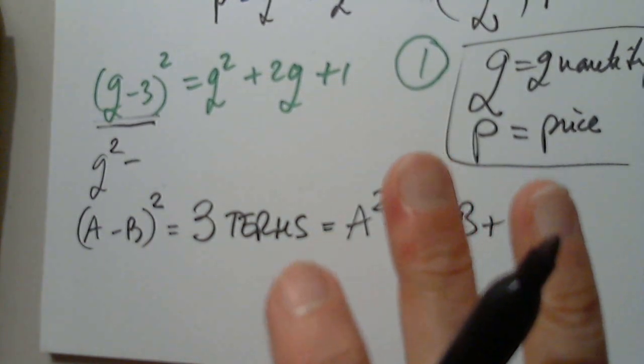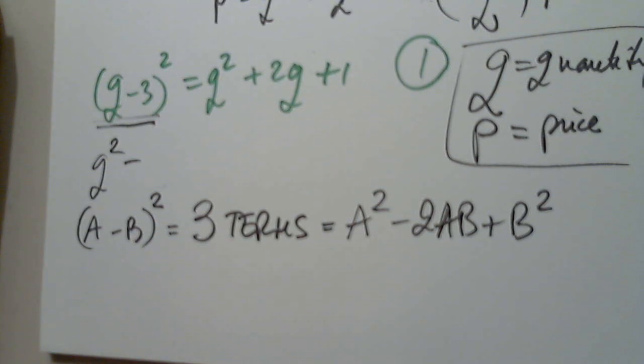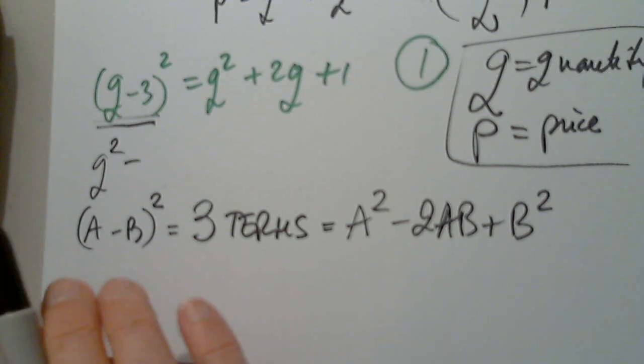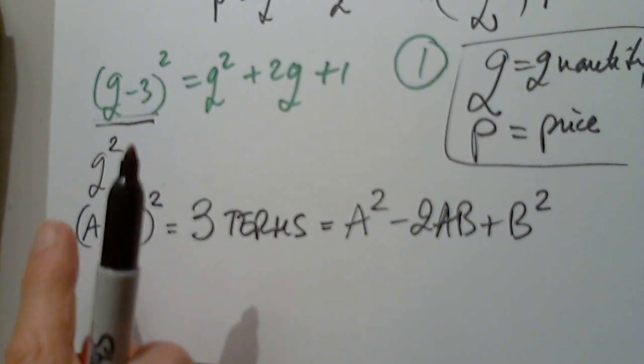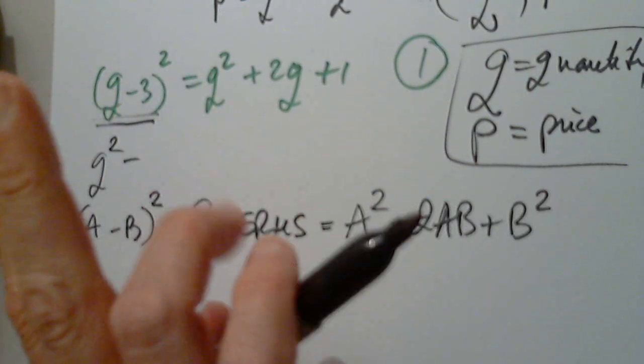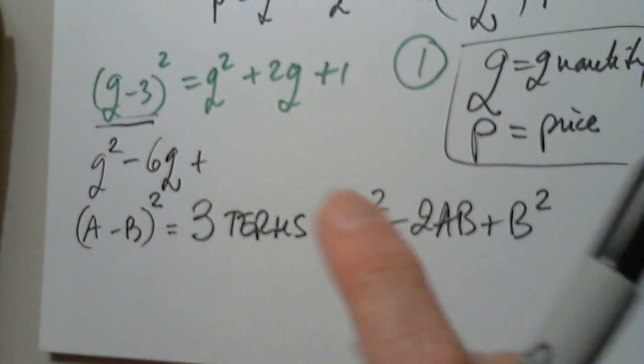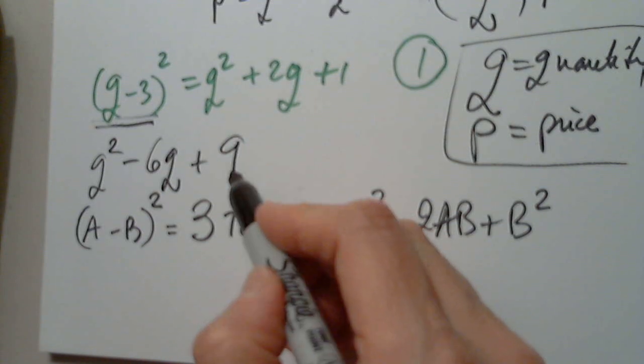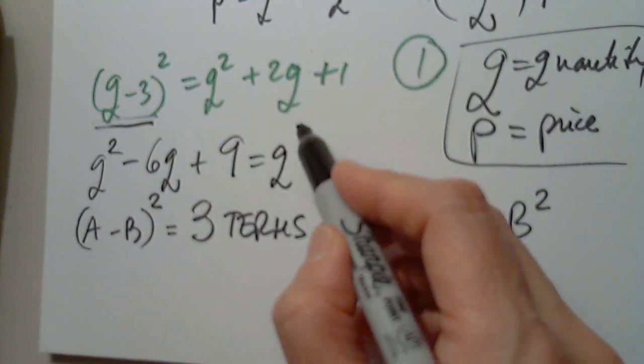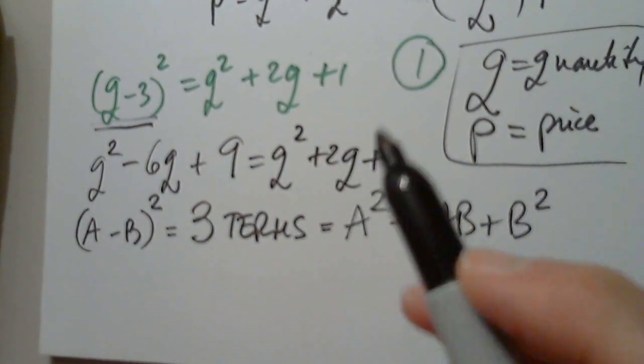And I highly recommend stop foiling this because this is beginning algebra. We are trying to move forward if possible. It's correct if you foil, but it's going to take us a long time to get to where we're going. So the first term squared, minus 2 times the first times the second, which is minus 6q, plus the second term, which is 9, squared, which is 9. So this is q squared plus 2q plus 1.